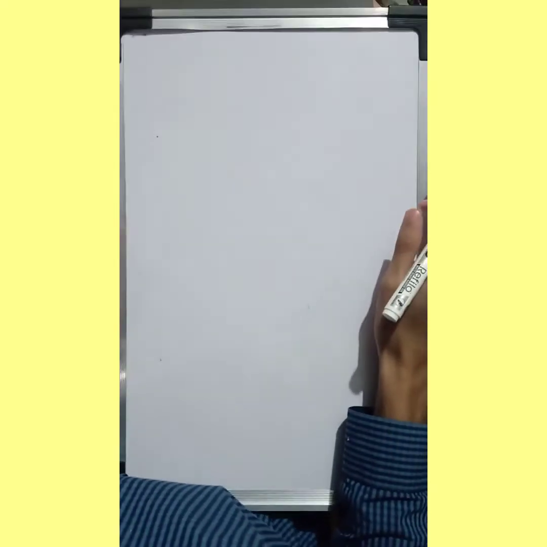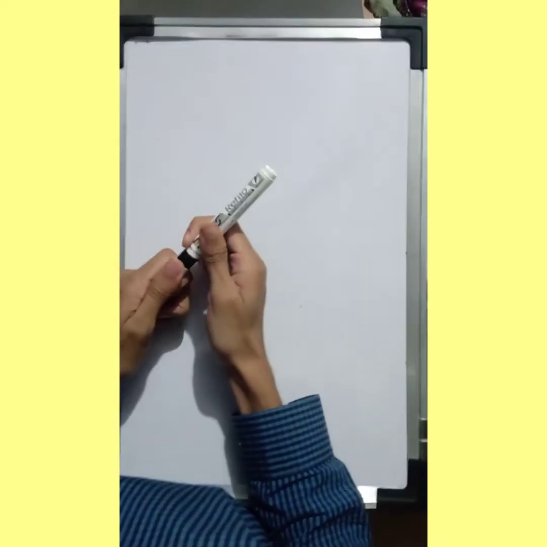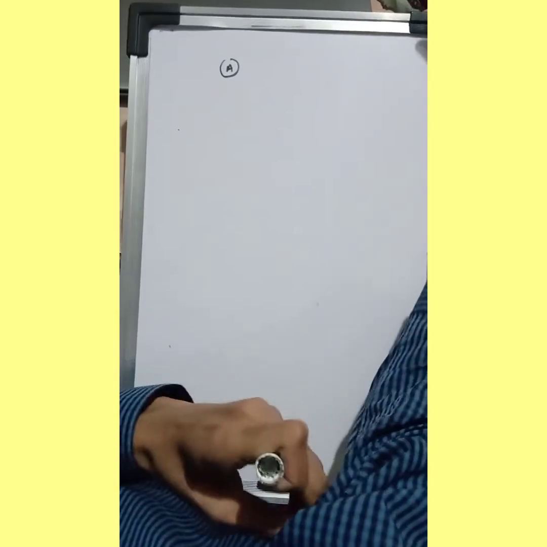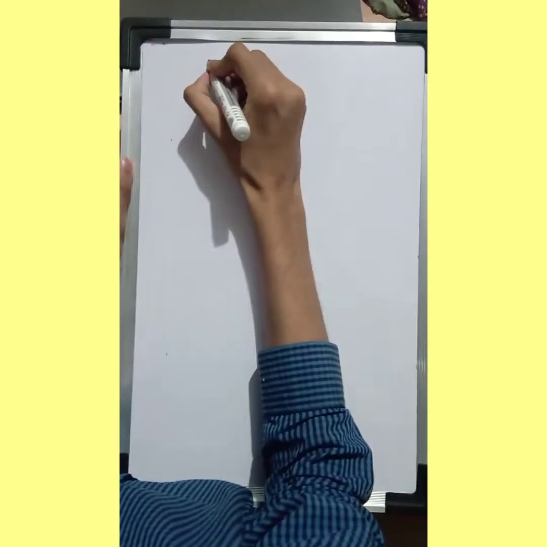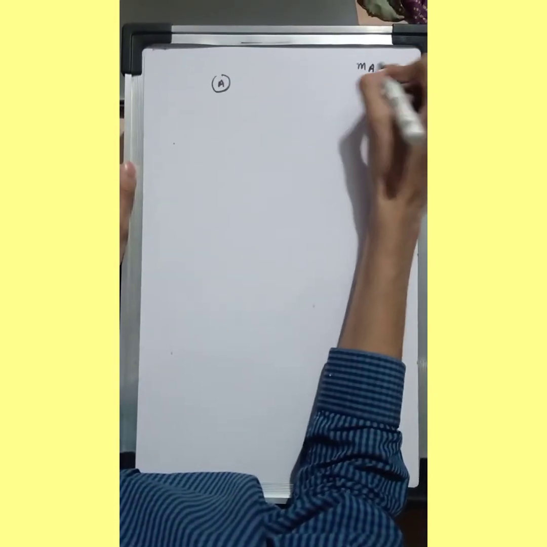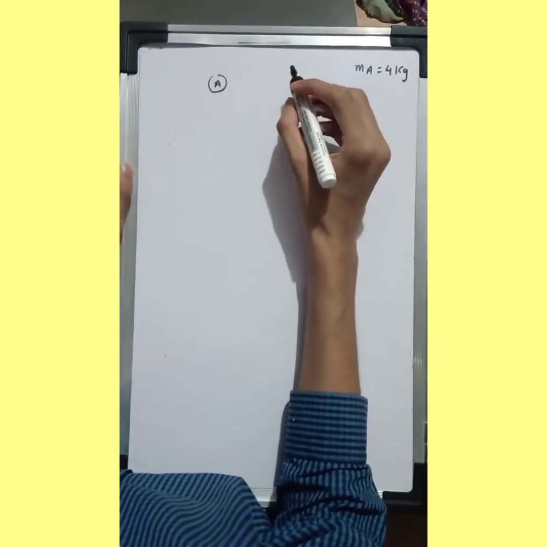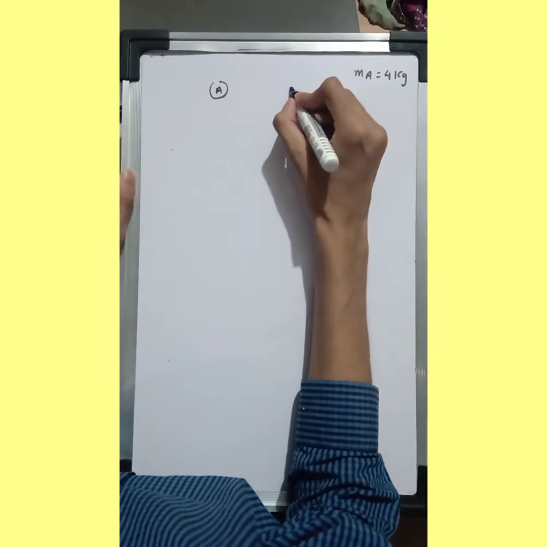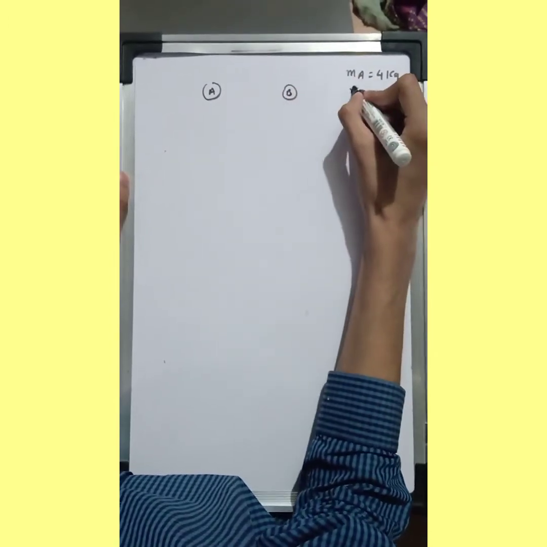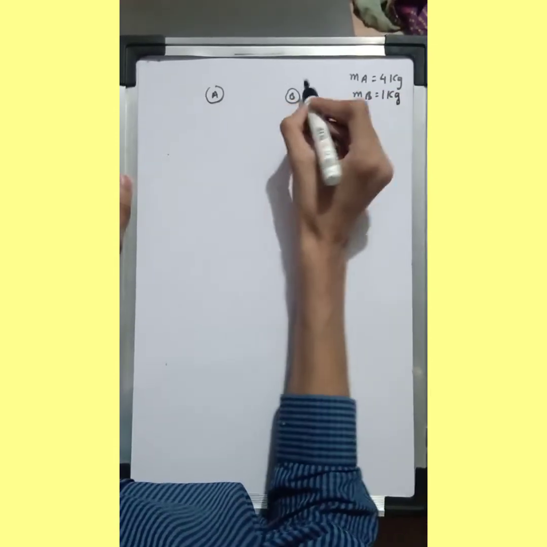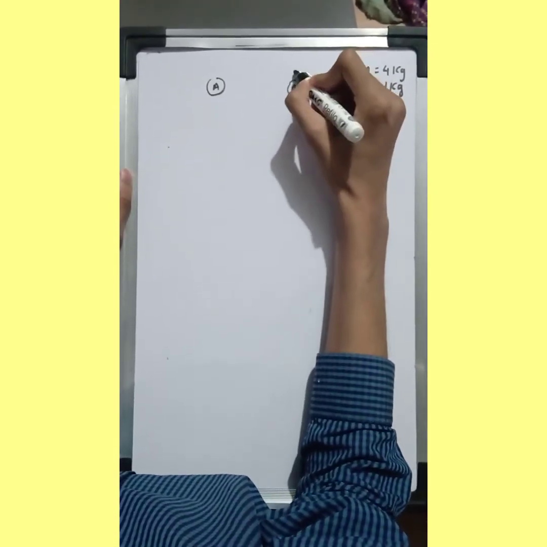In the question, we are given two balls. First one is a ball A, and mass of ball A is 4 kg. And second one is ball B, which has a mass of 1 kg. Initially, this ball B is at rest.